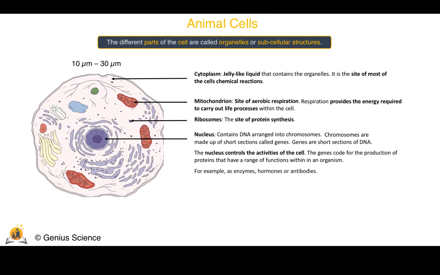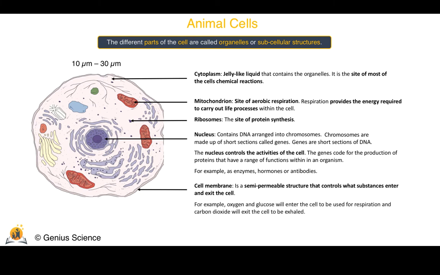And lastly, we have the cell membrane, and it is a semi-permeable structure that controls what substances enter and exit the cell. For example, oxygen and glucose will enter the cell to be used for respiration, and carbon dioxide will exit the cell to be exhaled.